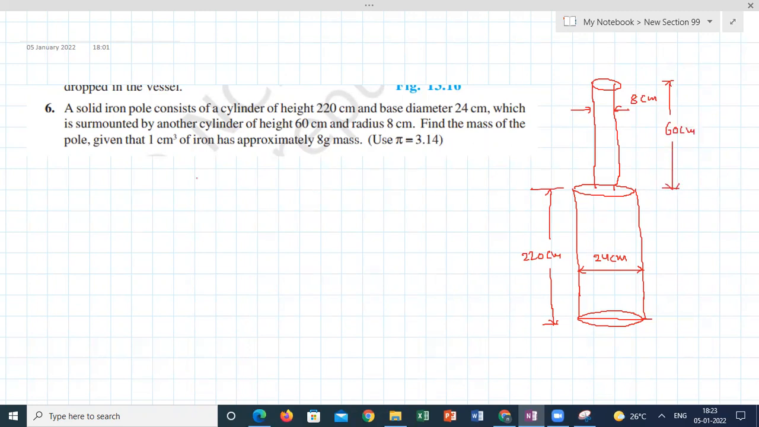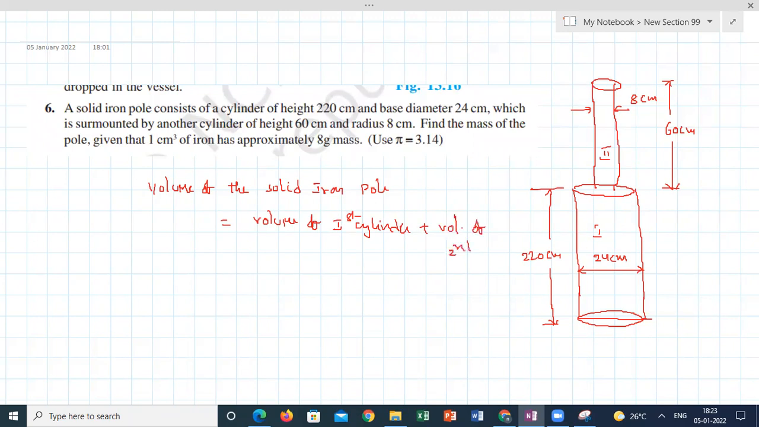Before finding the mass, if I want to calculate the mass, I have to use a little bit of physics here. First, find out the volume of the total object. Volume of the solid iron core is equal to the volume of the first cylinder from the diagram plus the volume of the second cylinder from the diagram. Please make a note.